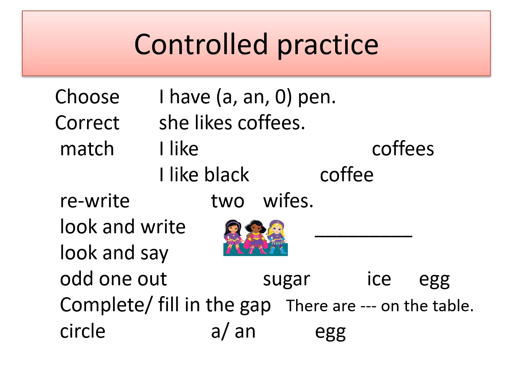Look and write. Look and say. So for look and write, there are three girls. You have to write there are three girls. But look and say, you have to say there are three girls. Odd one out, you have to delete the different noun. Sugar, ice, egg, you have to delete egg. Why? Because egg is a countable noun, but sugar and ice are uncountable nouns.